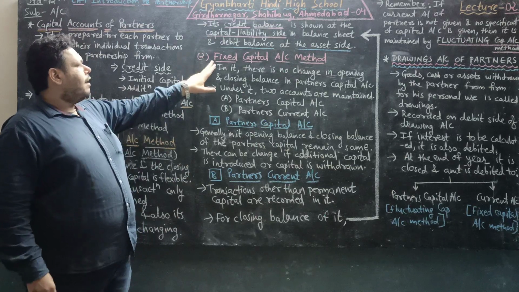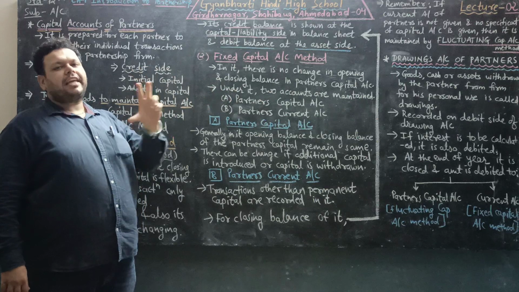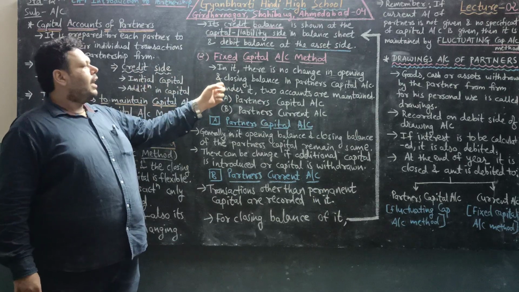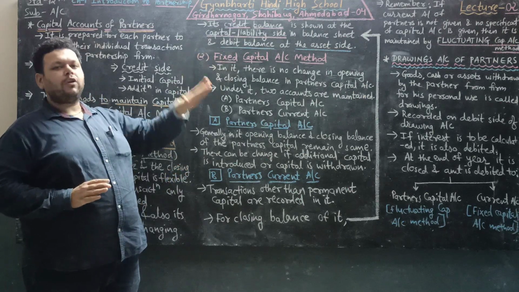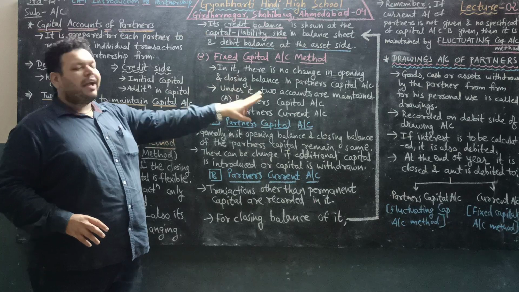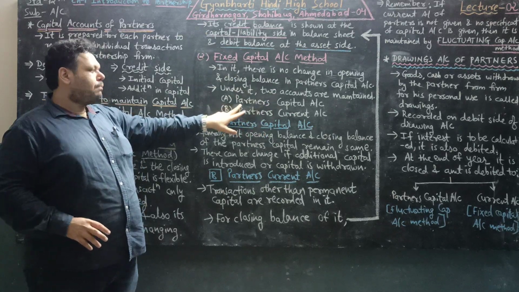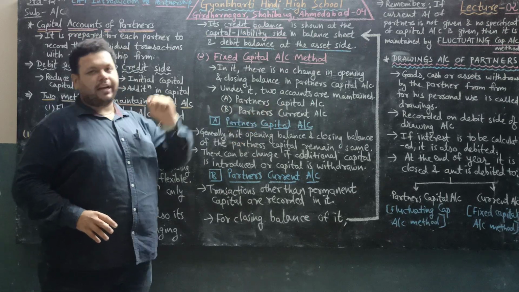Next method is the fixed capital account method. As the name suggests, fixed capital, the opening and closing balance will have no change. That is, the opening and closing will remain the same. Under it, there are two accounts to be maintained. First is the partners' capital account, and the second one is the partners' current account.